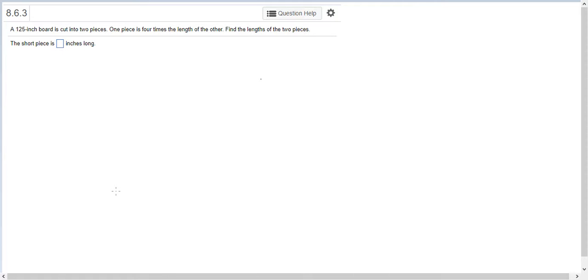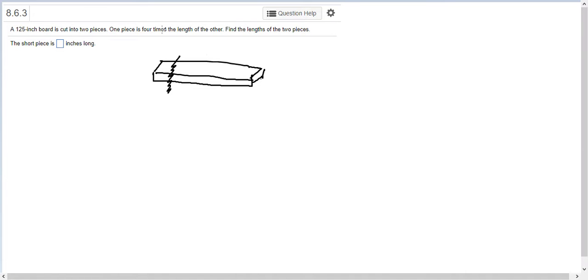The best way to approach these problems right here is to create a picture, I think. So let's draw a board. Right, we got some board we're going to cut here. And so we're going to cut it so that one piece is 4 times the length of the other. So obviously we're going to have to cut this thing somewhere down here, right? We're going to cut about right there where this piece is 4 times as long as this one.